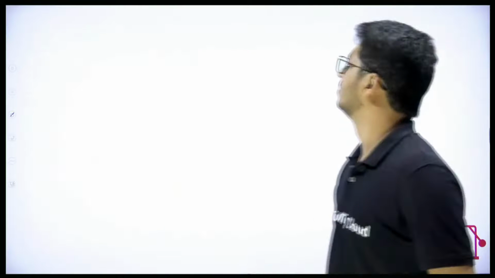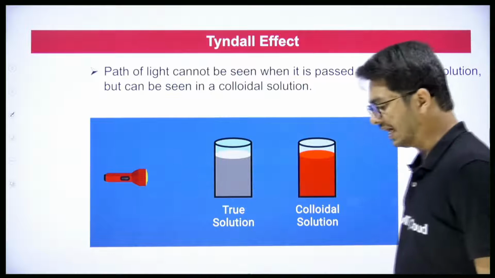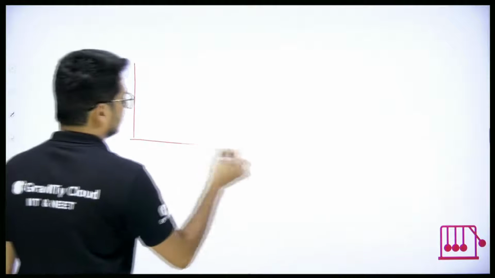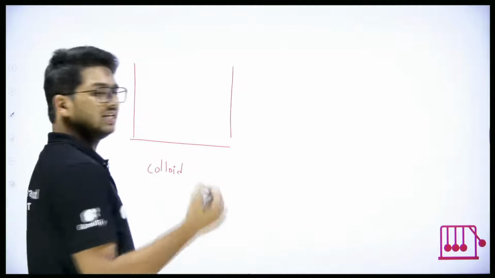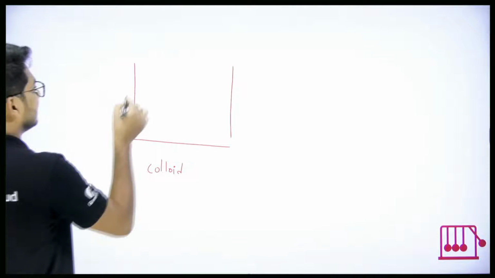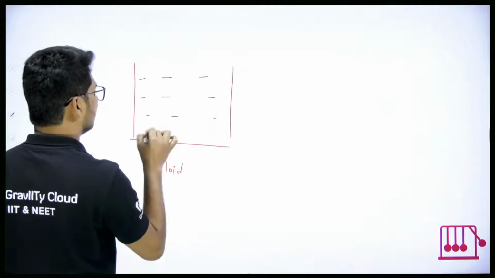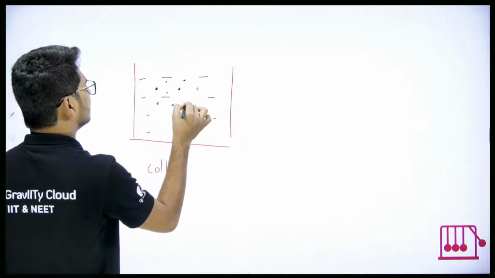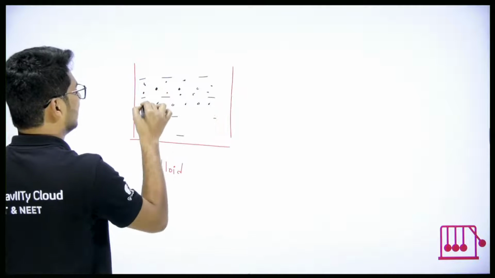Clear? Good. So in a colloidal solution, you might have learned about colloids. So what happens in a colloidal solution? If you take a colloid, the main feature of a colloid is that there will be particles suspended. It might be a solution, that's fine, but in the solution there will be suspended particles. Yes or no? In very simple terms, I'm just giving you a very simple explanation.